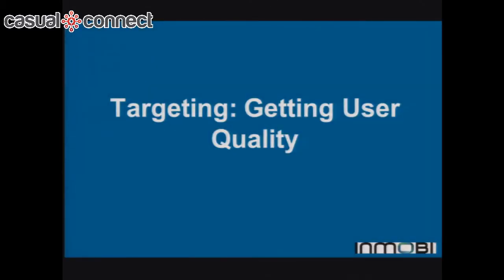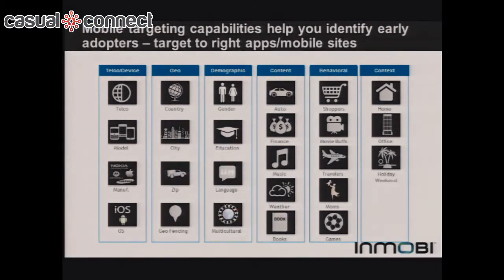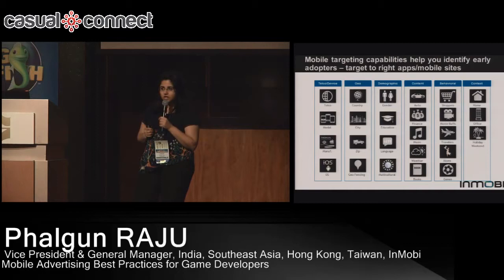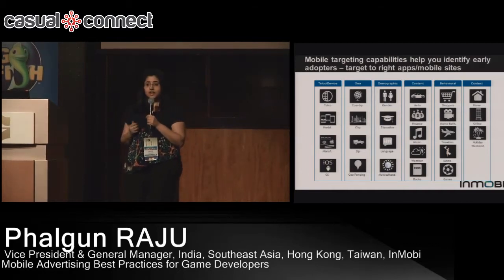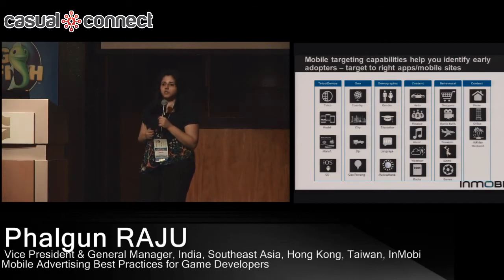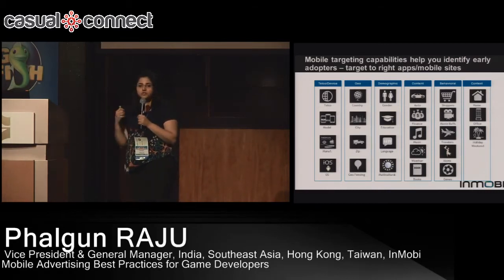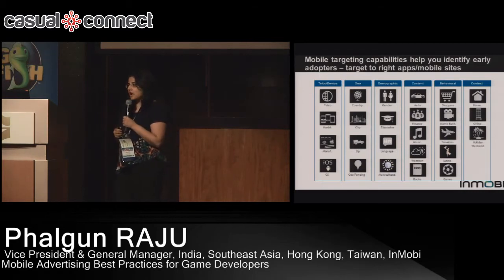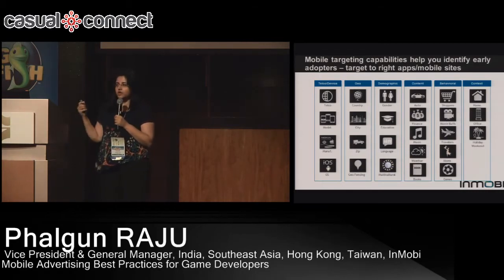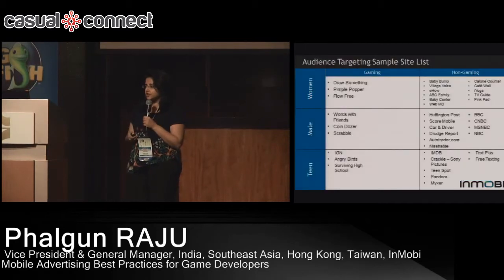So now, how do you get to the quality users? Let me talk about targeting. As I mentioned, there's a huge range of targeting you can do in mobile. At the most basic level, you can do OS, device level targeting, carrier level targeting. That's very powerful and unique on mobile. But on top of that, you can do things like geo targeting, so things like country, city. Typically for game developers, they're usually at the country level that they target. And then again, there's a range of things around demographics, content, et cetera, that you can do.